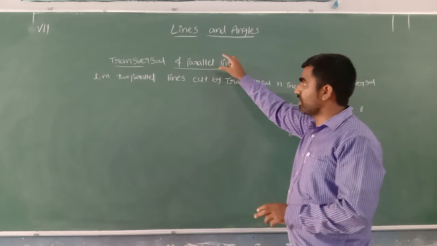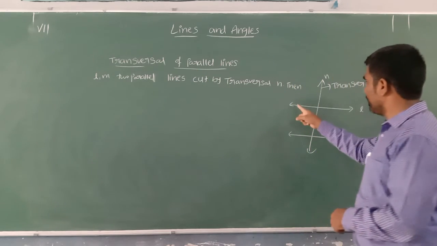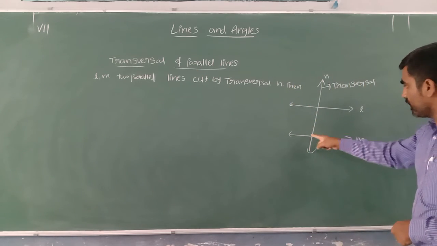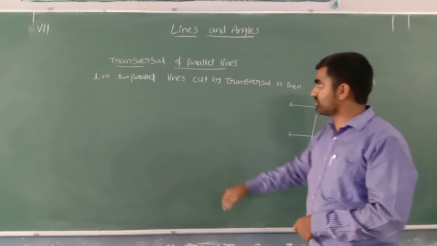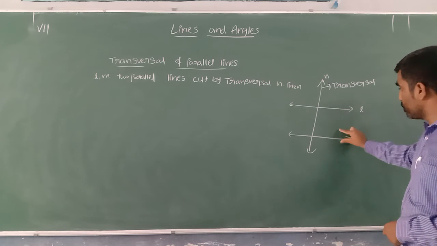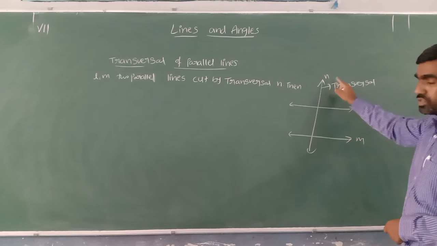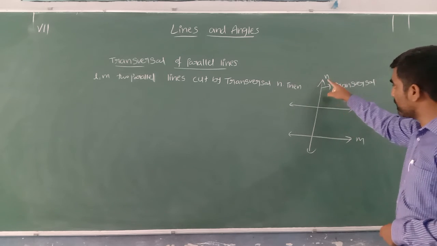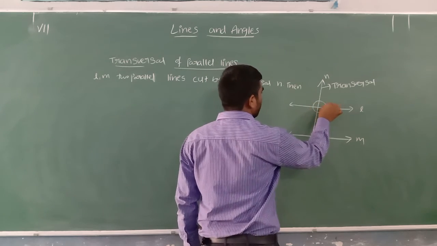Today I am going to explain the concept of a transversal of parallel lines. Here two lines are taken, L and M. These two lines are parallel to each other. If these two parallel lines are cut by a transversal N, we can see 8 angles are formed.